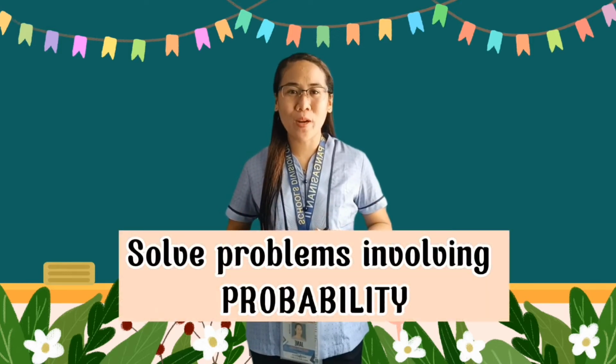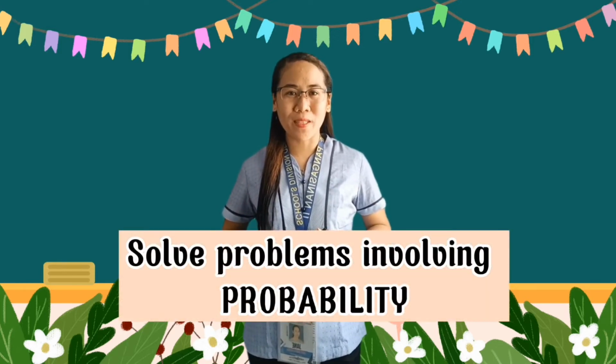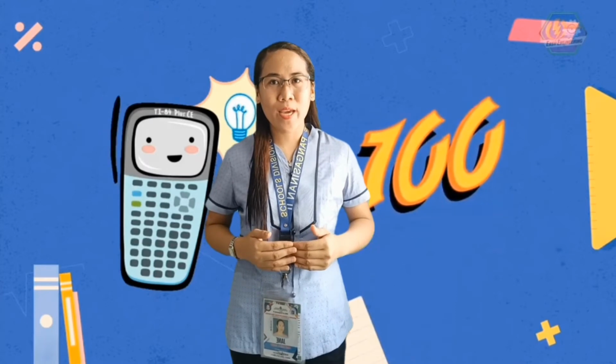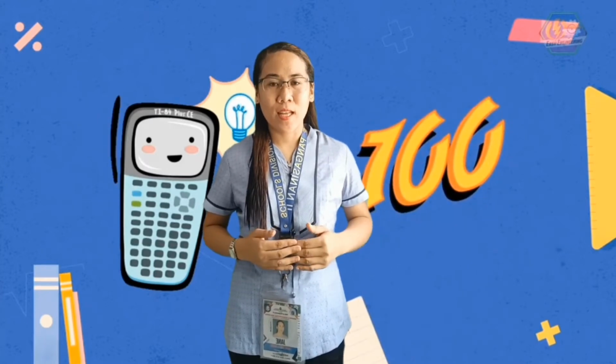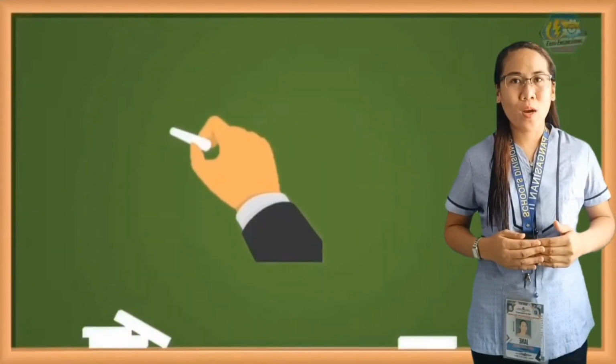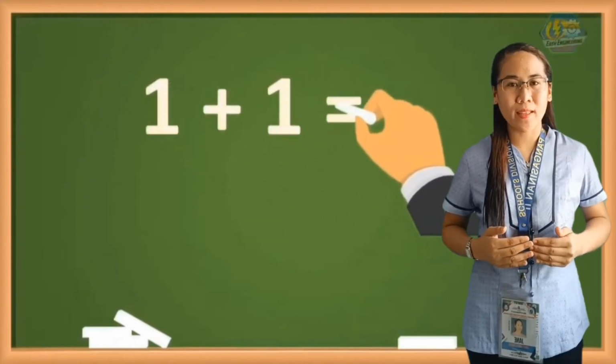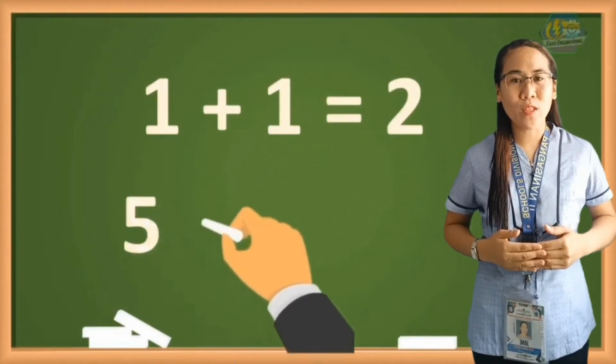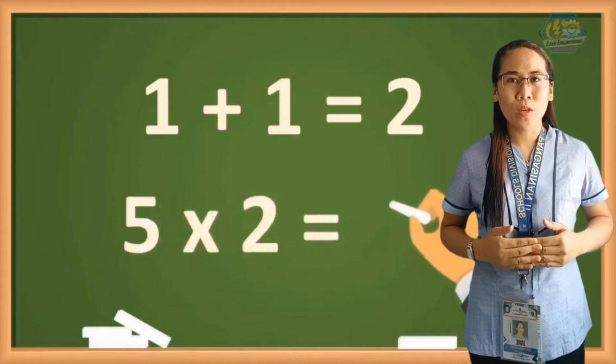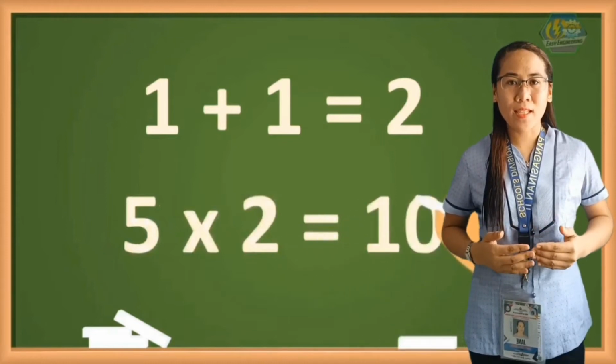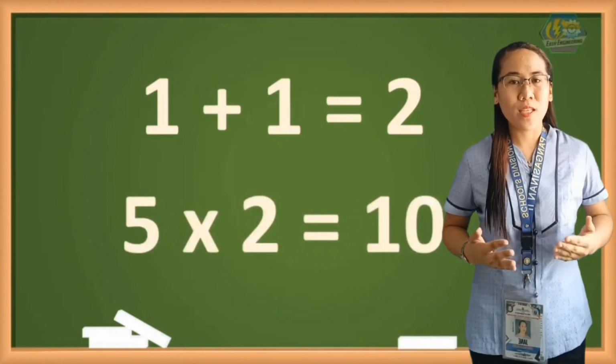Well, to help Juan choose his OOTD for the party, let us learn how to solve problems involving probability. In mathematics, we deal with things that happen the same way and are always certain. Like, if we add 1 plus 1, we always get 2. Or if we multiply 5 times 2, we always get an answer of 10. There is no uncertainty at all.